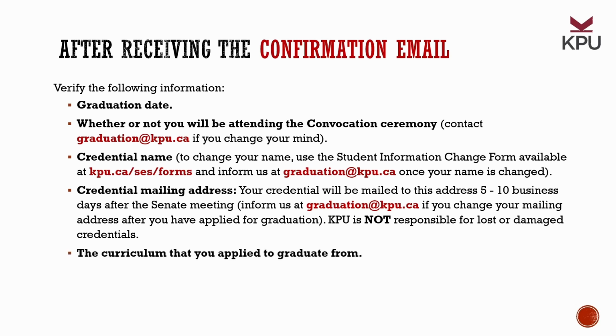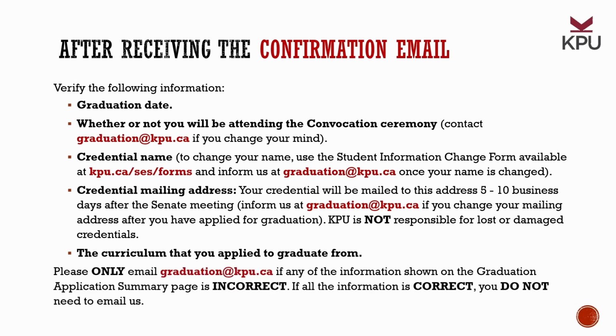Finally, please confirm the curriculum you are applying to graduate from. Please only email graduation@kpu.ca if any of the information shown on the graduation application summary page is incorrect. If all the information is correct, you do not need to email us.